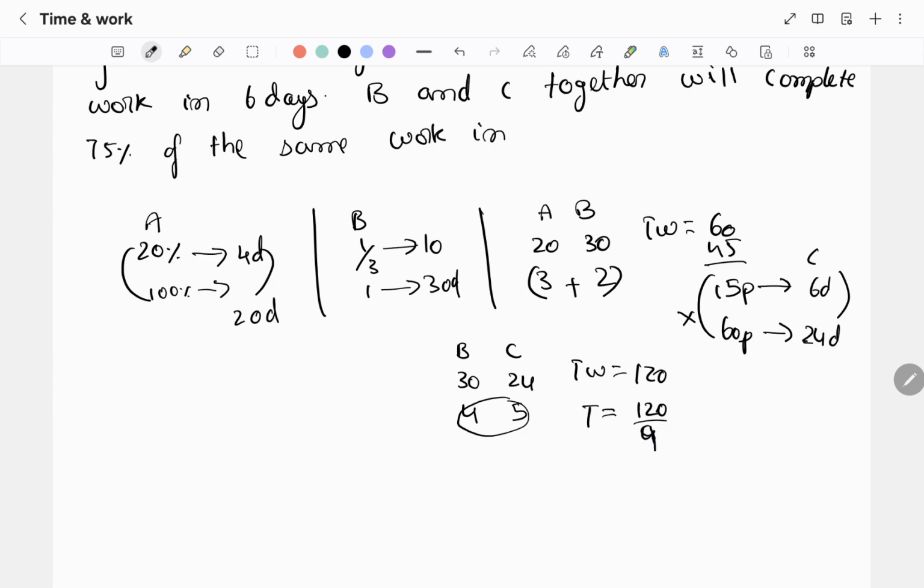Then in this we need only 75%. 75% means 75 by 100, which is 3/4. 3 into 40 by 4. So 10 days. In 10 days, they will complete the work.